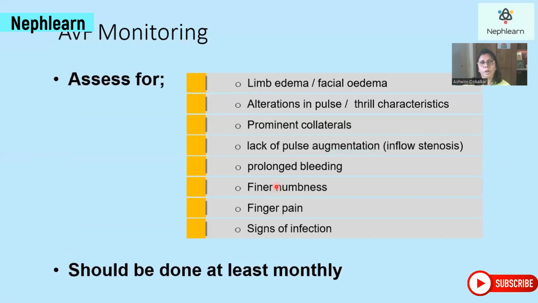Now we come to fistula monitoring. The fistula must be assessed for edema, whether it is limb edema or facial edema, alterations in the pulse and the thrill, any collaterals, lack of pulse augmentation, bleeding, numbness, pain, and any signs of infection. And this must be regularly monitored at least once a month.